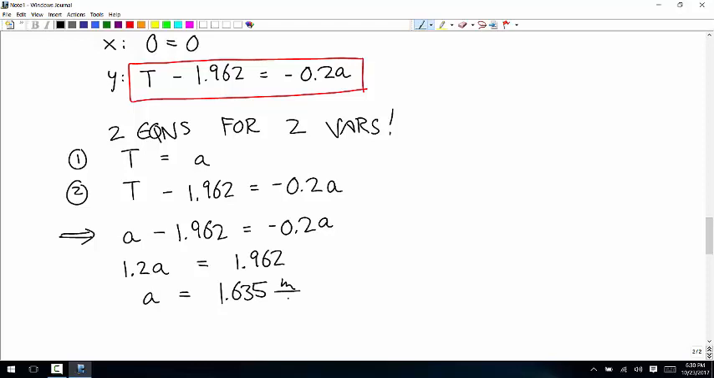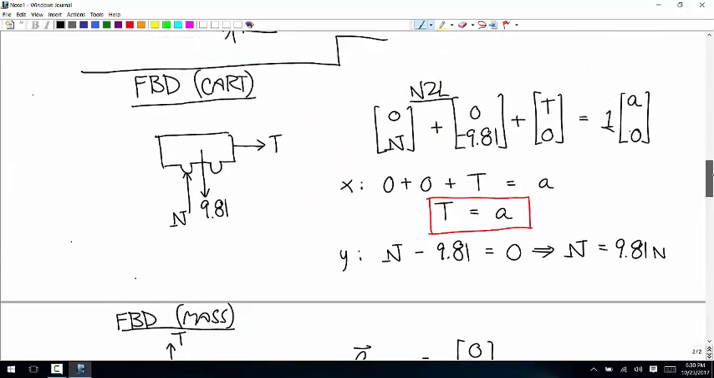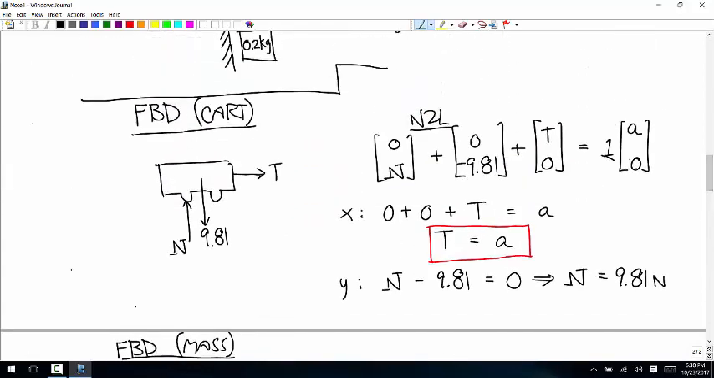1.635 meters per second squared. We weren't looking for the magnitude of the acceleration. We were looking for the acceleration vector of the cart. So now we just take this number and plug it back into the acceleration vector of the cart. Here, we know everything about this acceleration vector, except we don't know what that variable is. Well, now we figured it out, so plug it in there.